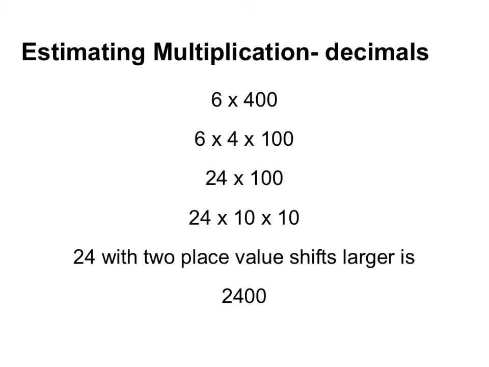So here we are. The 24 is currently in the ones place. So it started here. It needed to go 2 shifts. Boom, boom, ends up in the hundreds place. The 2 started in the tens place, so it needs to go 2 shifts. 1, 2, ends up in the thousands place. So multiplying by 100 gives me 2 shifts larger.